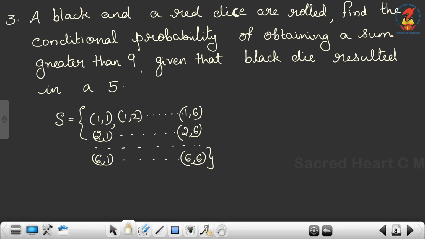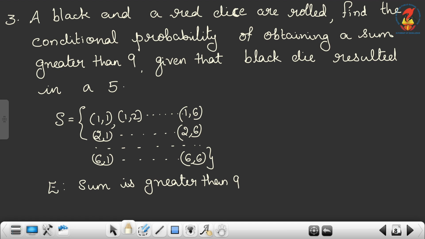Now find the conditional probability of obtaining a sum greater than 9. So what we have to find, you can take as E. Here we need the sum greater than 9. So we can define E as the event that the sum is greater than 9. That is the event E.